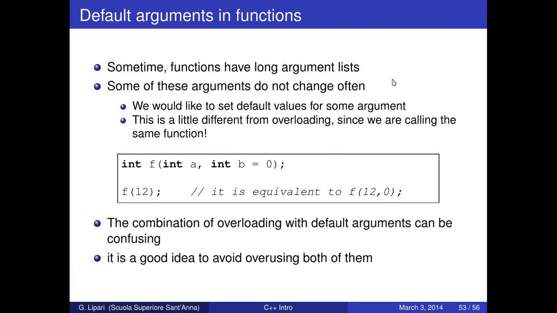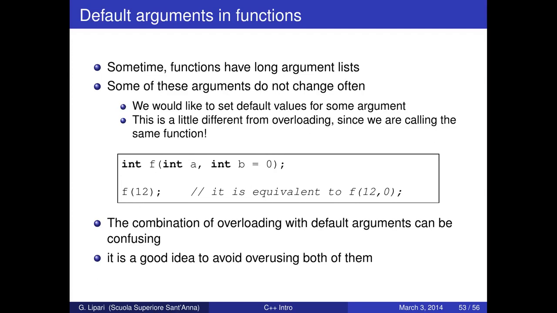Things get more complicated because sometimes functions have long argument lists, and most of these arguments don't change very often. So people like to set default values for arguments. C++ allows you to say that some argument, if not specified, has a very specific value. For example, here function f has two arguments, a and b. But if I call f by passing only one argument, then automatically the second argument takes 0. Okay, so this is equivalent to f of 1, 0. And of course, you can also call f with two arguments. In that case, the value passed is the one that is used.